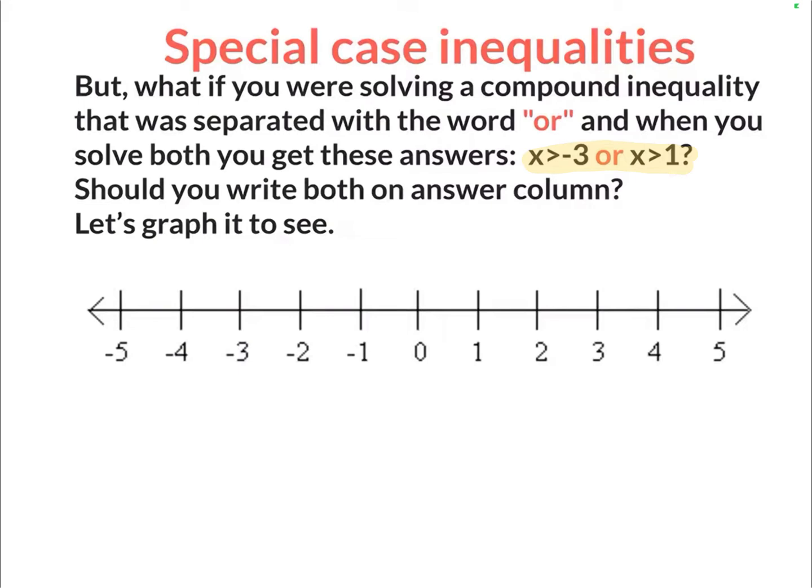Let's actually graph the x is greater than negative 3 in blue. So here's negative 3, greater than to the right. And let's graph the x is greater than 1 in red. Here's 1, greater than to the right. So this is weird because the areas are not apart, even though we're used to seeing the areas apart with the word or, okay?